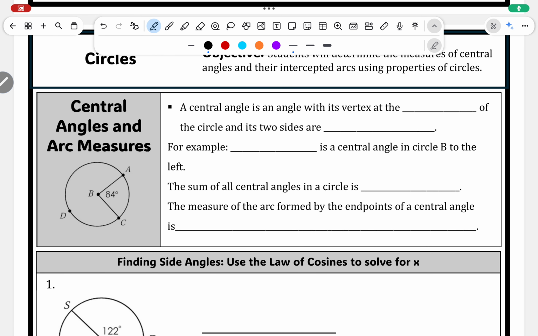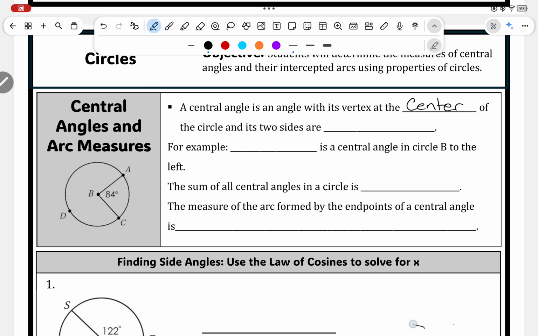All right, welcome back. Today we are looking at central angles and arc measurements of our circles. Last time we reviewed finding our area and circumference. Today we're looking at a new topic. A central angle is an angle with its vertex at the center of the circle.